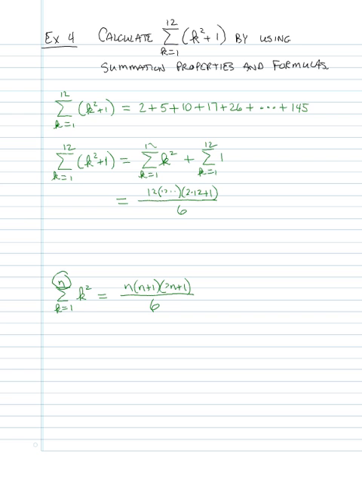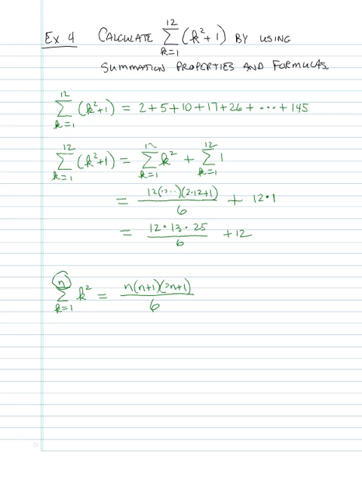all divided by 6. And when we come to the second summation, that's the sum of the constant 1 as we go from k equal 1 to 12. And so remember what that is. That's that n value, that 12, times the constant that we're adding up, 1. So we just have a 12 times a 1 there. Now, as I'm looking up in this first formula, I'm noticing that's a 12. Let's just write it down. It's a 12 times a 13 times a 25, all divided by 6, plus the 12 we have here.